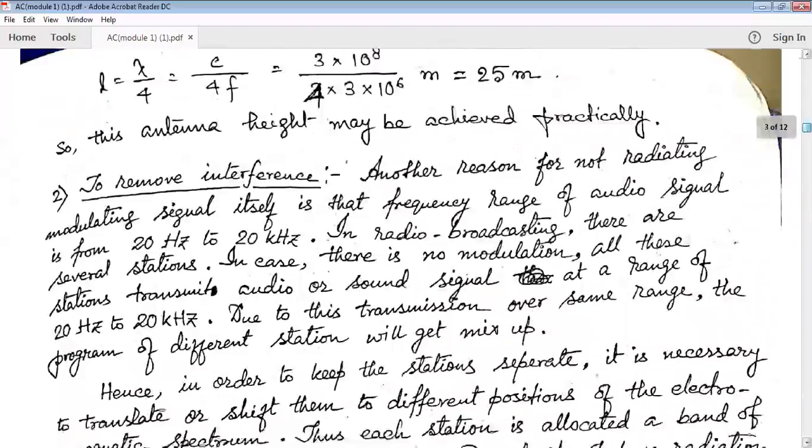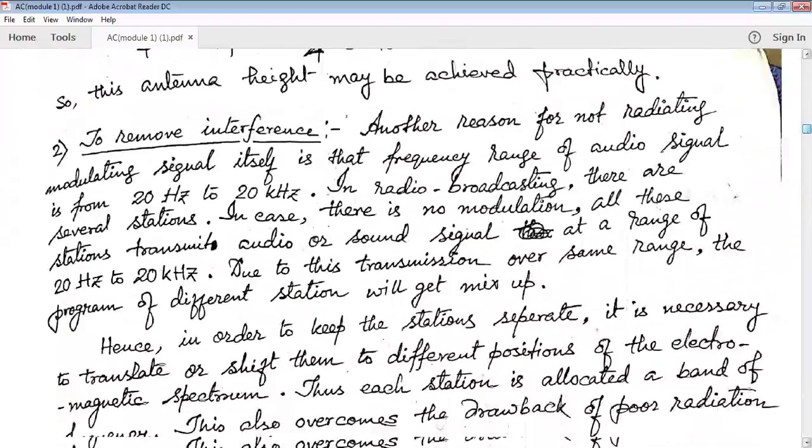Number two is to remove interference. We know that our audio signal frequency range is 20 hertz to 20 kilohertz.